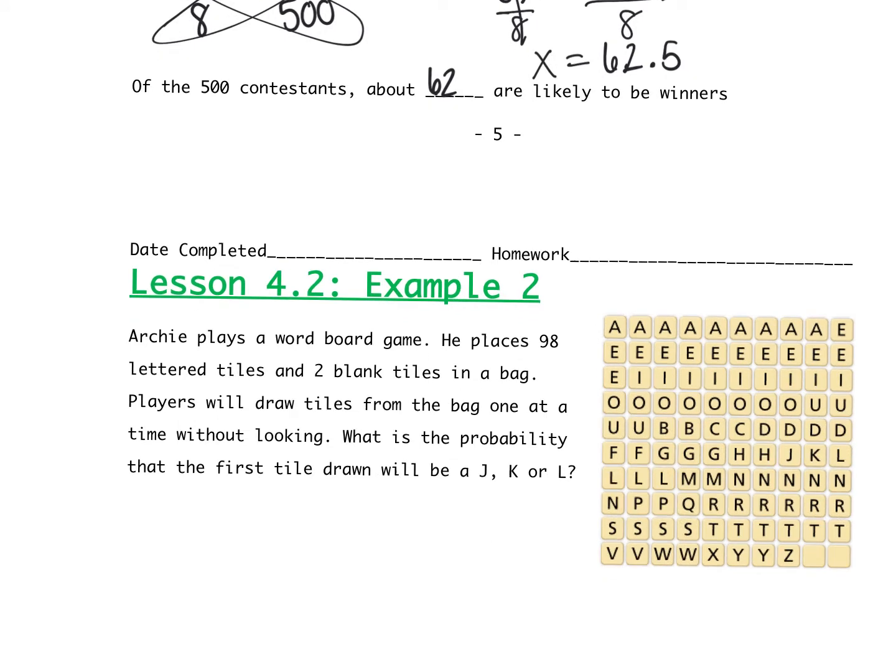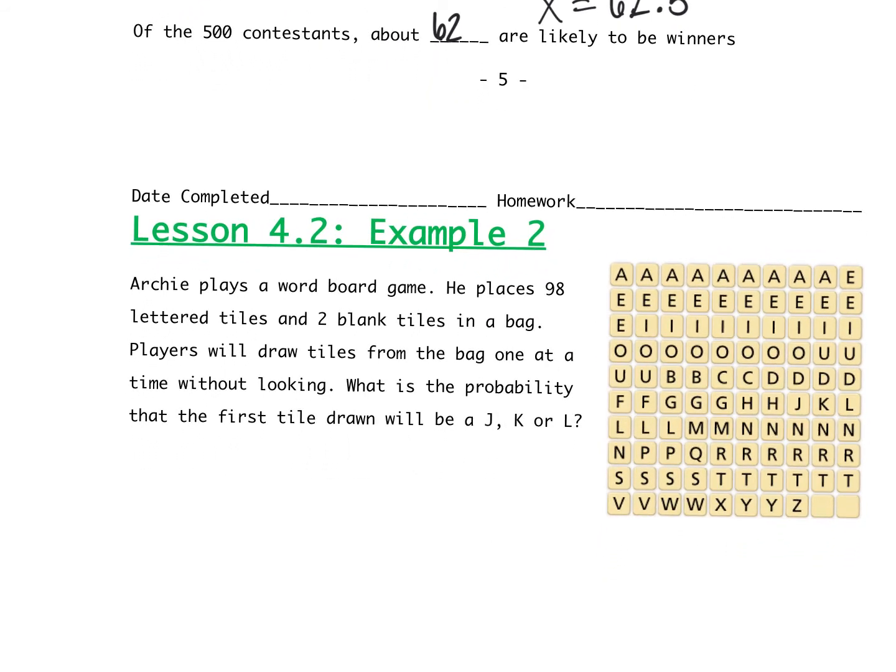All right, let's try example 2. Archie plays a word board game. He places 98 letter tiles and 2 blank tiles in a bag. Players will draw tiles from the bag one at a time without looking. What is the probability that the first tile drawn will be J, K, or L? So we need to figure out first, what is the number of outcomes we have? That would be 100 because you have 2 blank tiles and 98 letter tiles. So the number of outcomes total is 100.